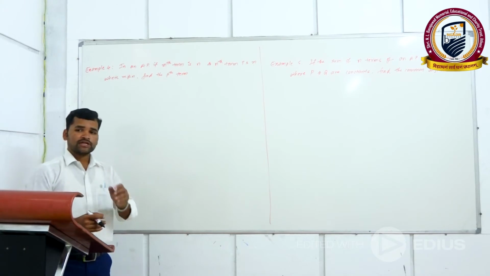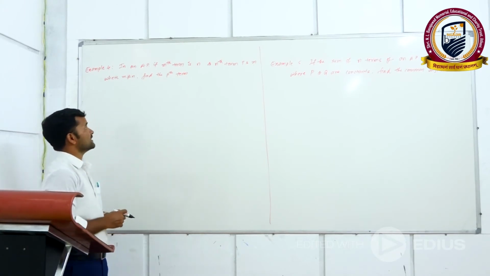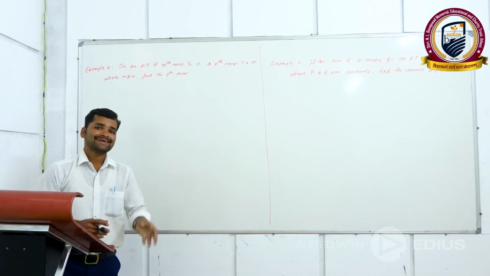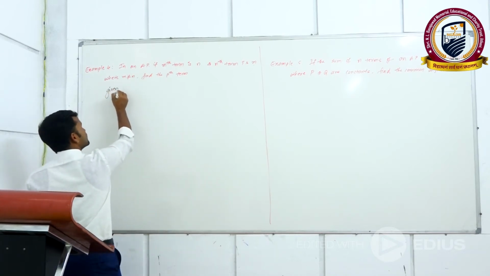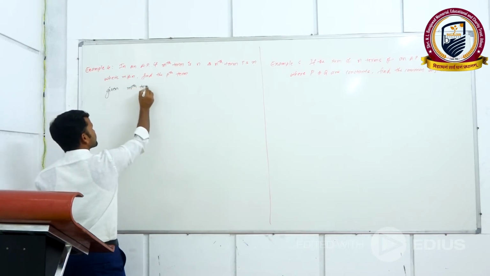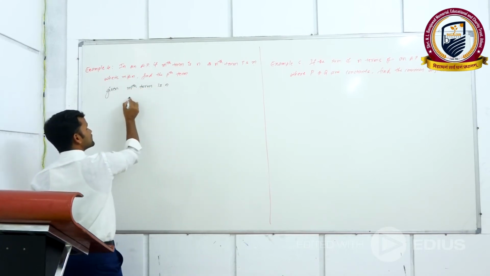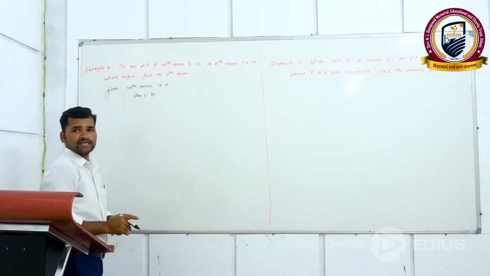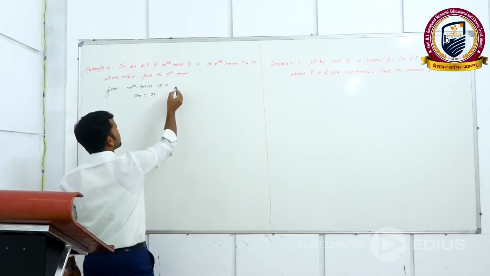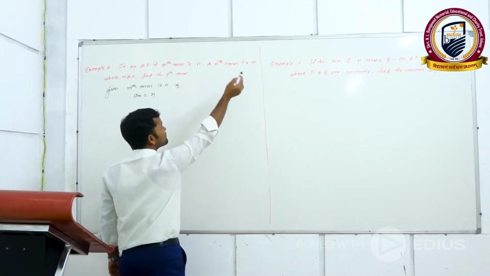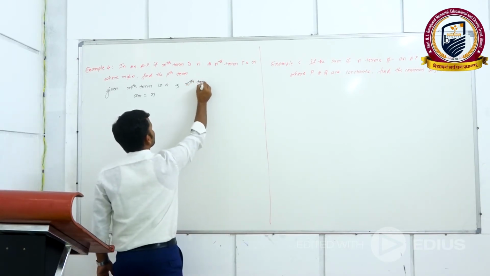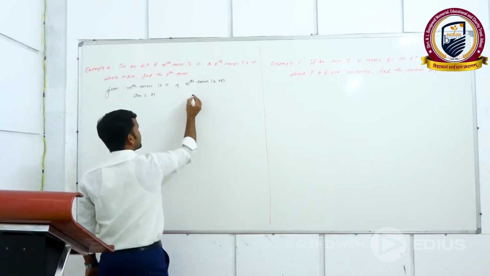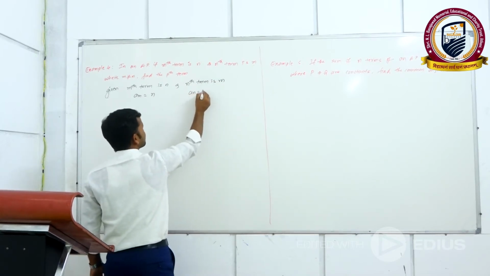In an AP, the arithmetic progression, the mth term is n and the nth term is m. Means, given the mth term is n. That means what? That means am is equal to n. And what about the other case? The nth term is m. We have here the nth term, in the sense an, which is nothing but m.